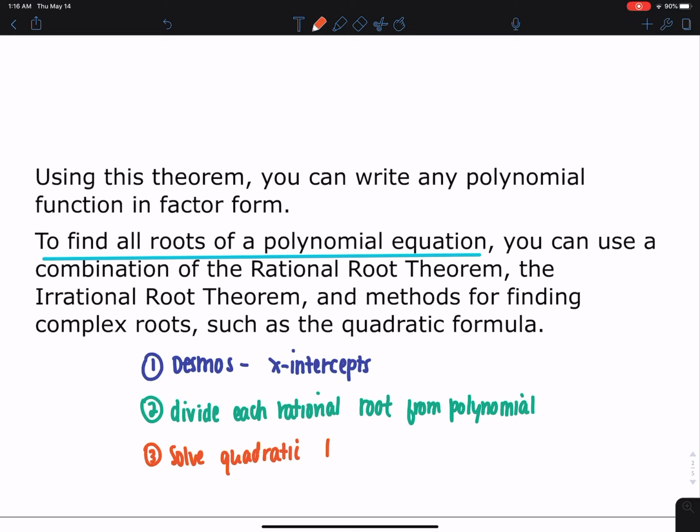That's left to find all the other, to find both the irrational or complex roots.